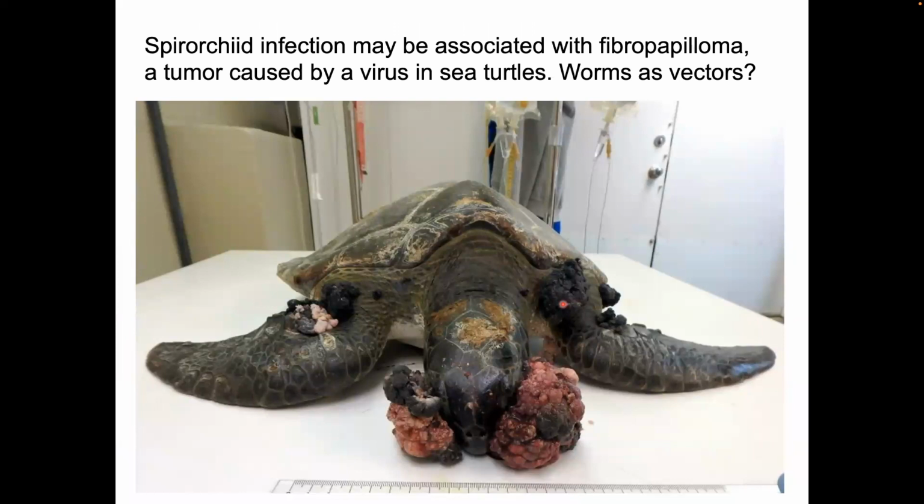Spirorchid infection might or might not be associated with fibropapilloma, which is a herpes group virus disease in sea turtles. And it's possible that spirorchids are actually acting as vectors in some way. This remains a little bit unclear, but it has been suggested that that's the case.